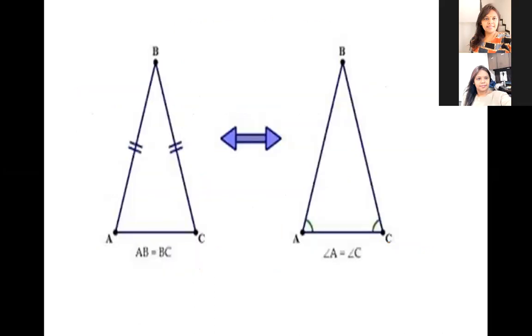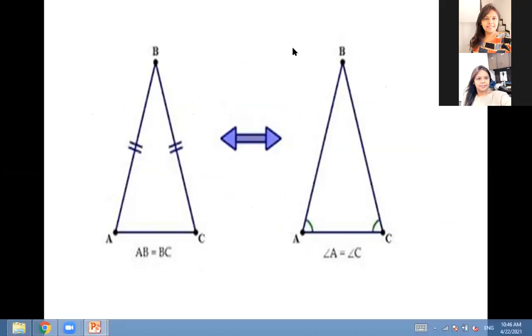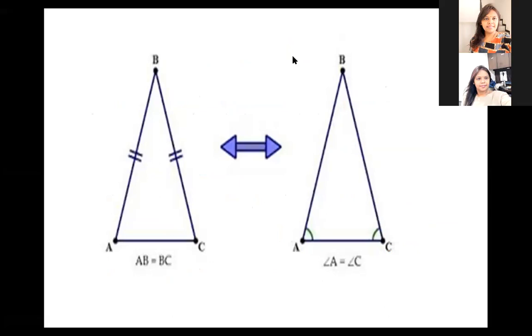Look at the figure. Here, this triangle, it's not a scalene, it's an isosceles triangle. Isosceles means any two sides are equal. So here AB and BC are equal. The opposite angle of AB is C, and the opposite angle of BC is A.